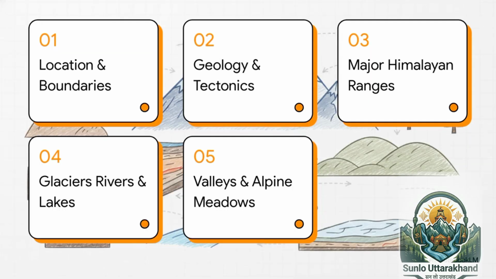topography. Today's roadmap goes like this. First, location and boundaries. Second, geology and tectonic plates. Third, the major Himalayan ranges. Fourth, glaciers, rivers and lakes. And finally, number 5, valleys and alpine meadows.